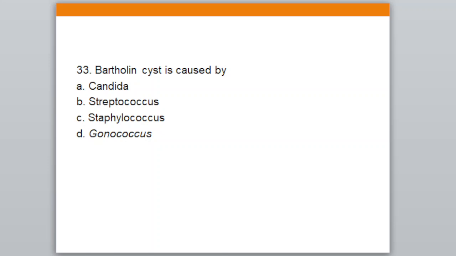Question 33. Bartholin cyst is caused by A. Candida, B. Streptococcus, C. Staphylococcus, D. Gonococcus. So your correct answer is D, Gonococcus.